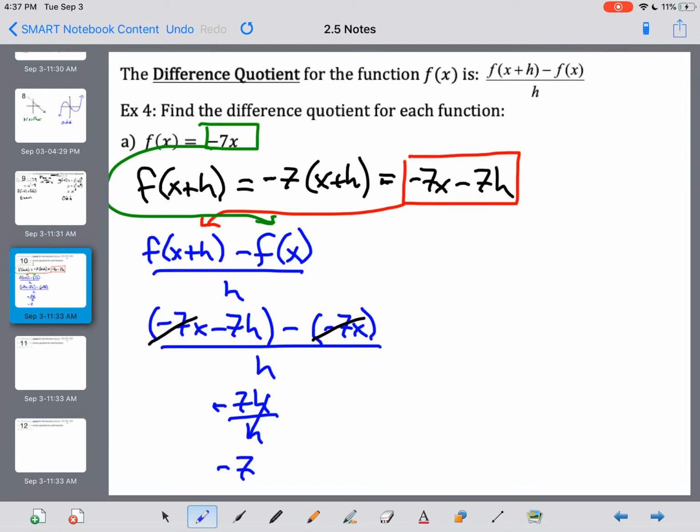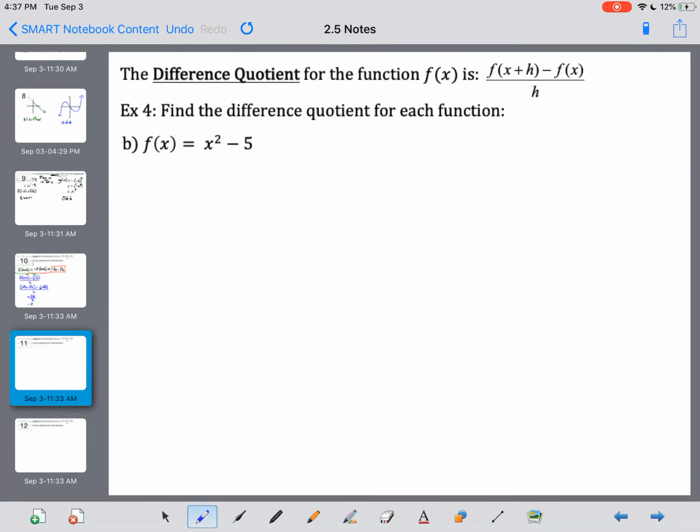So to evaluate a difference quotient here, we need two things. First, we need to evaluate f of x plus h, meaning I'm plugging x plus h into my original function wherever I see an x and simplifying that, and then taking the difference quotient here, plugging that in for f of x plus h, and then taking f of x down here and canceling whatever I can. Let's do another example here. Let's do this one together.